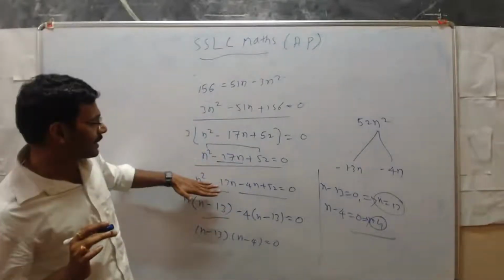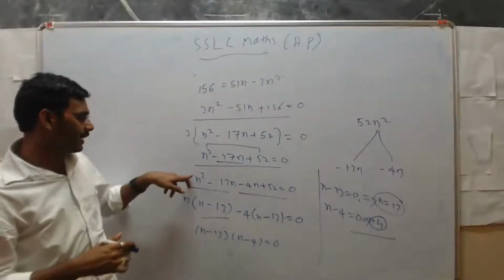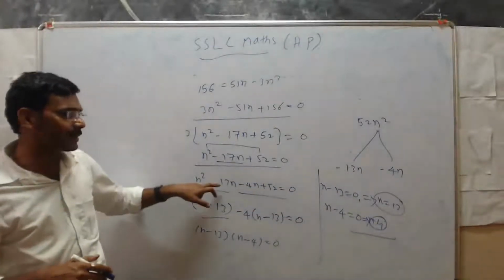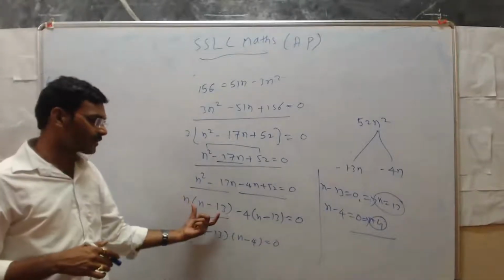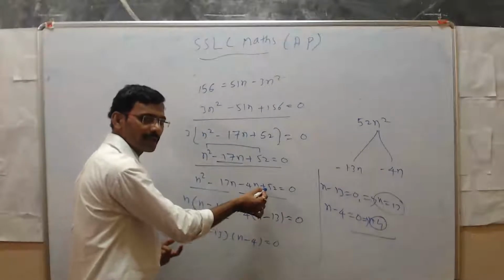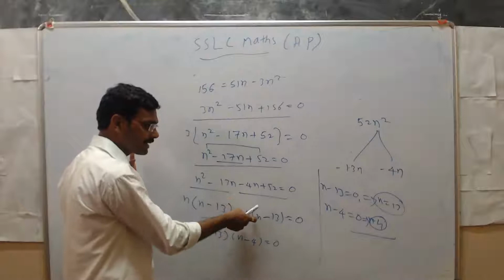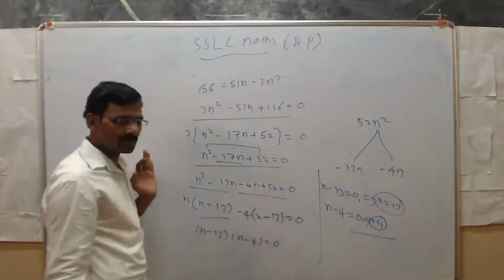n square minus 13n minus 4n plus 52 is equal to 0. In n square, n is taken common. In n square, n is taken common, which means n minus 13 as it is. n is taken here. The first bracket is n minus 13, so here is also n minus 13. It means plus is there. We need minus, so we have to take minus common. Then minus 4 is taken common. The remaining is n, plus minus is taken common means plus becomes minus.